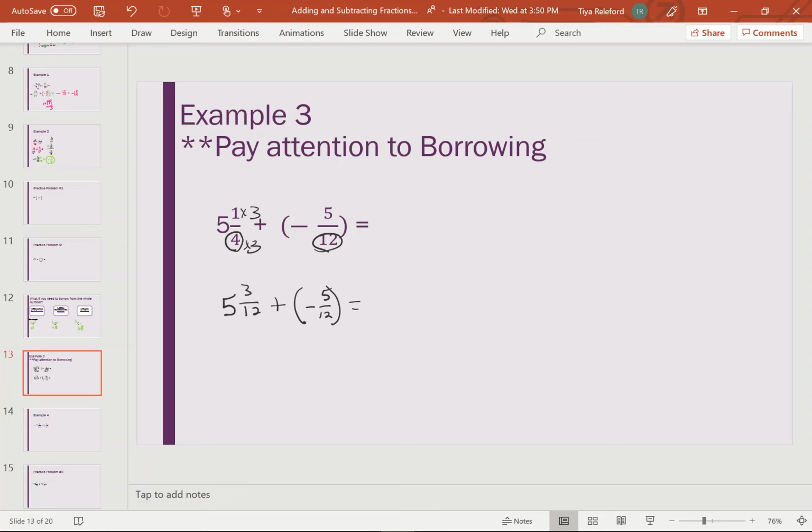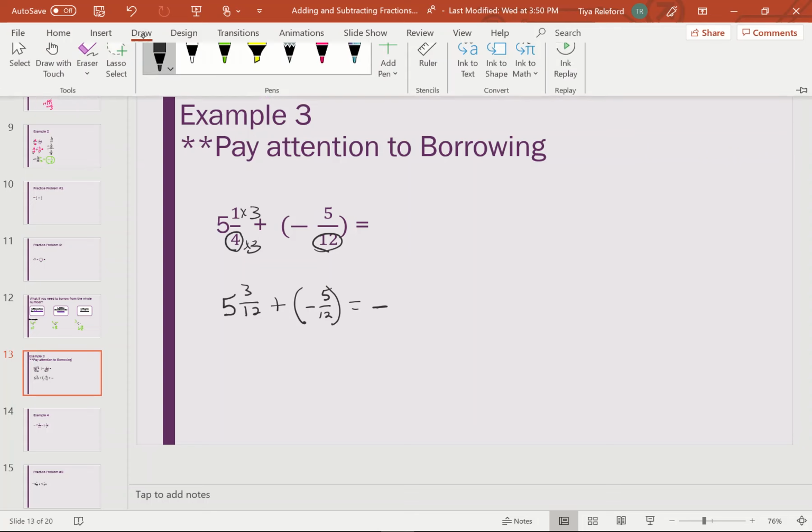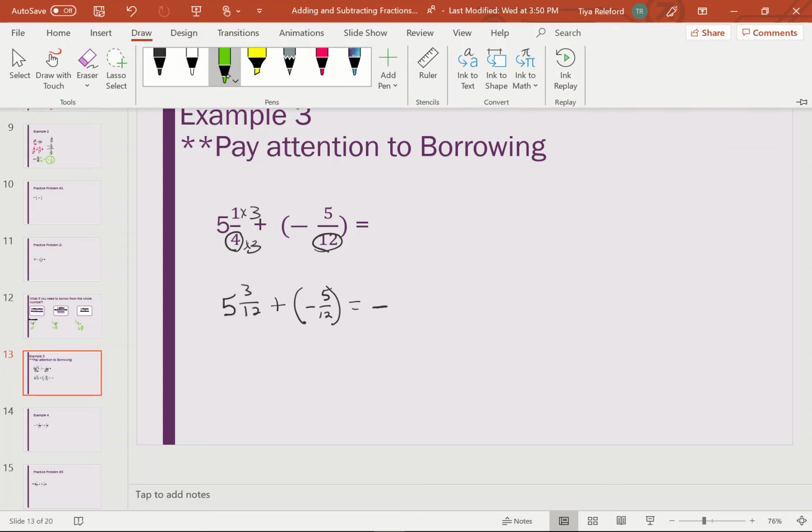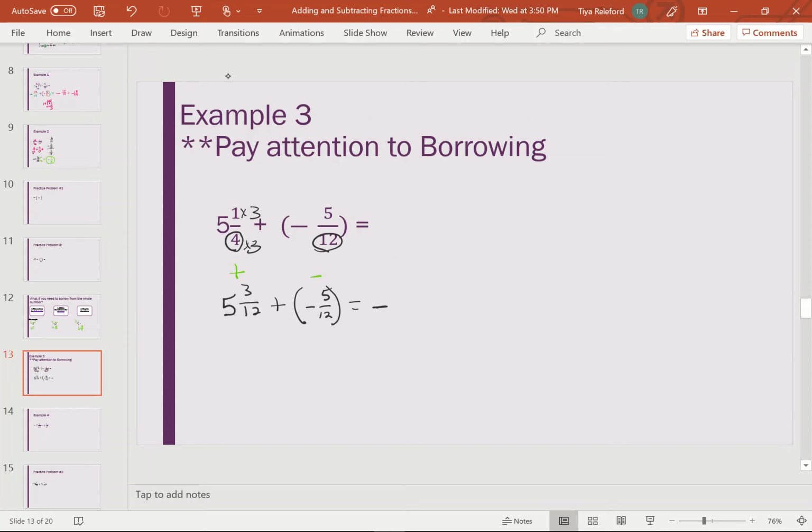Now, I'm going to write vertically. Is my answer going to be positive or negative? Negative. Are my signs the same or different? Well, 5 3/12 is positive and 5/12 is negative. So my signs are different. I have to subtract. So when I rewrite it, I'm going to write it for subtraction. So 5 3/12 minus 0 and 5/12.